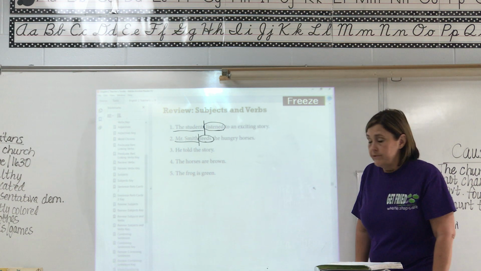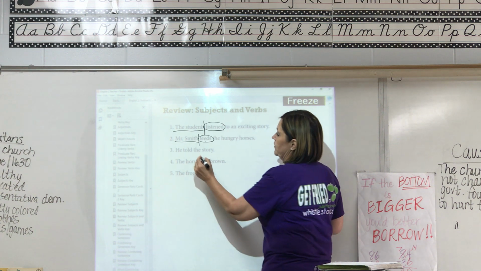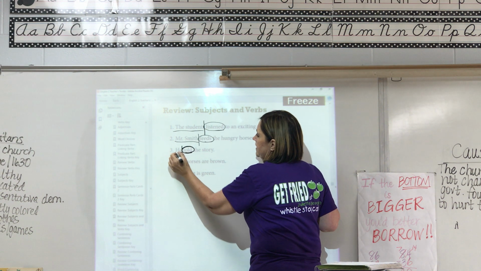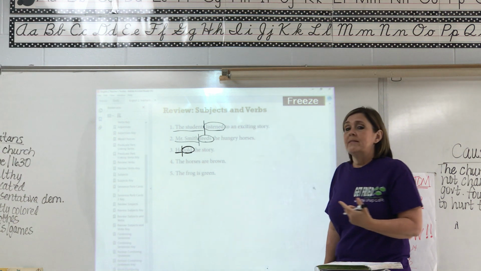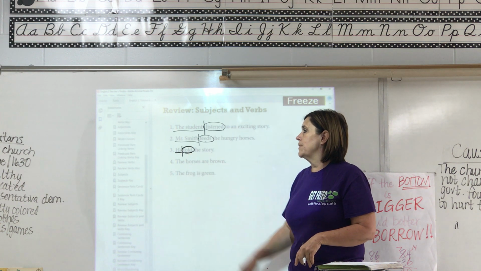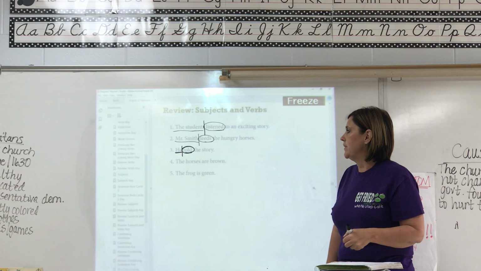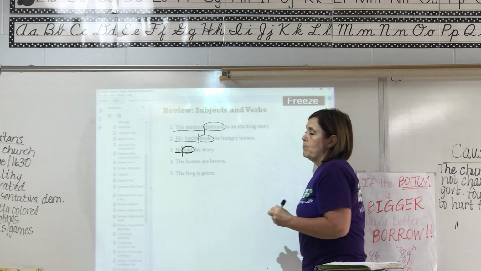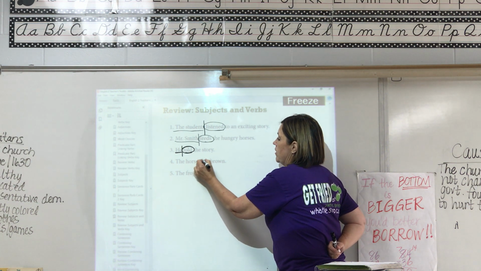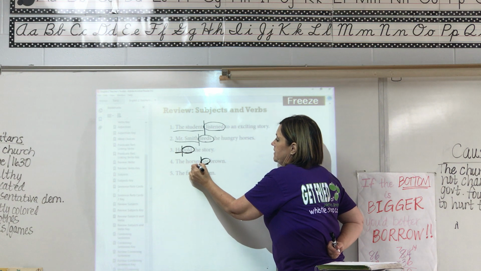He told the story. The action word or verb in the predicate is told. The subject is he. In this sentence, he, your subject, is a pronoun. Told is an action verb because I can do it. The horses are brown. The verb in the predicate is are. The subject is the horses.